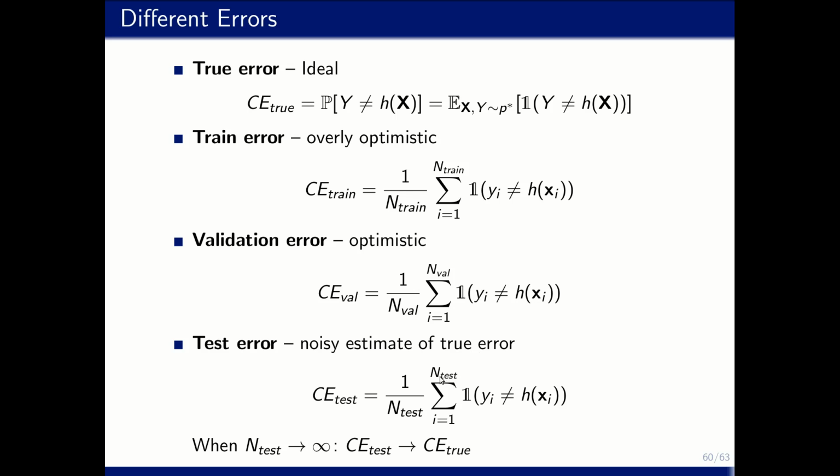However, if we actually got an infinite test set, then we would converge to the true error. So if we increase the number of test samples to infinity, then the test error, by definition, converges to the true error.